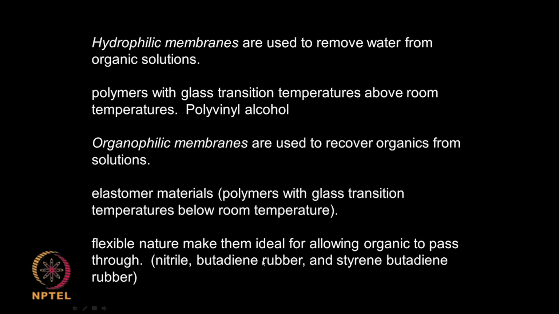Nitrile rubber, butadiene rubber, styrene butadiene rubber. So, if I have to remove water, I use hydrophilic membranes like polyvinyl alcohol. If I want to recover organics from a mixture, I use organophilic membranes like nitrile butadiene rubber, styrene butadiene rubber and so on. Okay. So, generally they have glass transition temperature below room temperature, whereas hydrophilic membranes will have glass transition temperature above room temperature. So, that is how you select membranes depending upon what you want to remove.